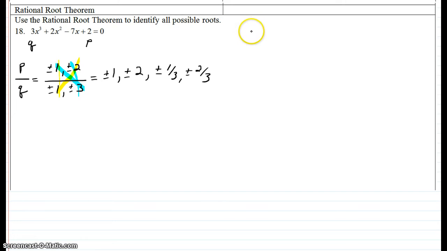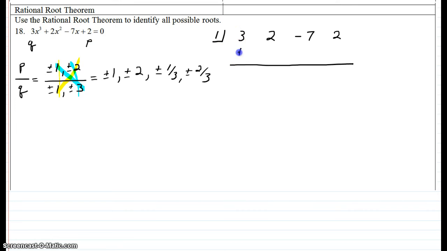So our coefficients are 3, 2, -7, 2, and the first one I'm going to test, I'm going to start with 1 and just work my way through the list. I forgot to mention at the beginning of the video that I changed the question to make it a little bit more manageable. So if you didn't catch that right off, the question's been changed.